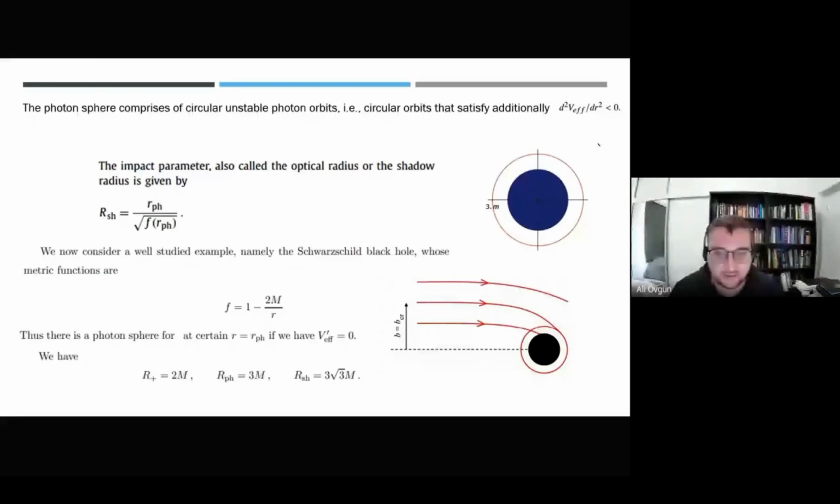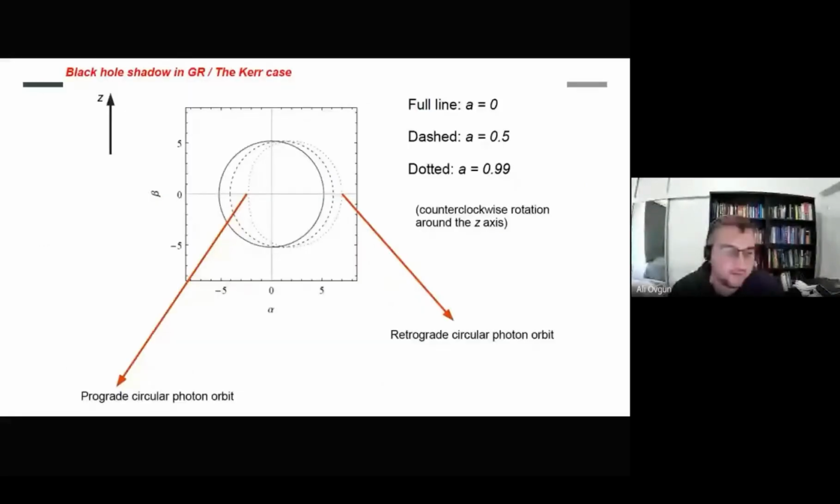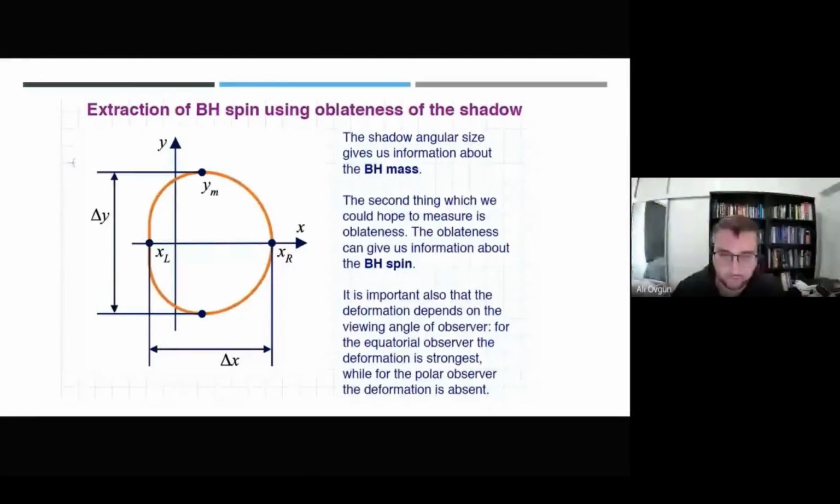The left side shows the prograde circular photon orbit, but the right side shows the retrograde circular photon orbit. For rotating black holes, there is a deformation in the circle, and you can use this oblateness of the shadow to gain some information about the black hole. This deformation depends on the viewing angle of the observer.